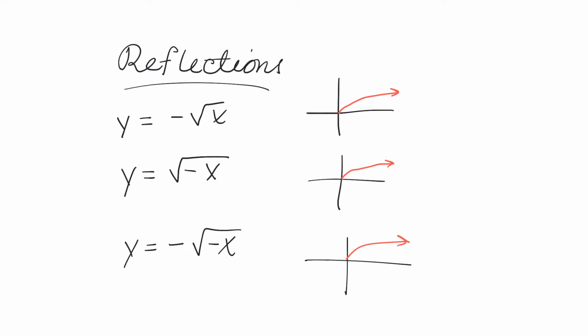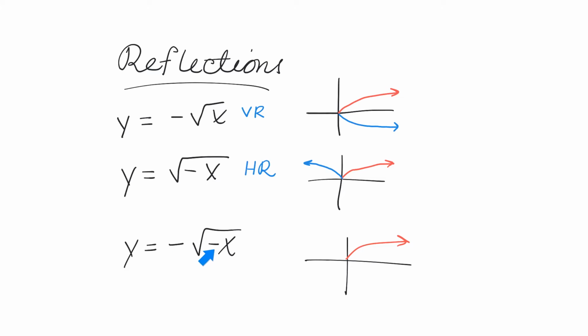Okay, so if I reflect this, this is a vertical reflection. If I reflect that, it's going to do exactly what you expect, and it's going to reflect vertically and go this way. This one is a horizontal reflection. It's going to do exactly what you expect it to do, and it's going to reflect over the y-axis and head this direction.